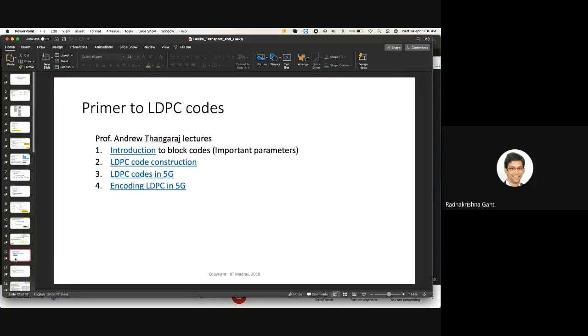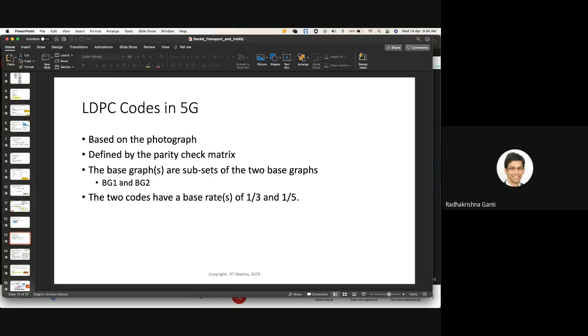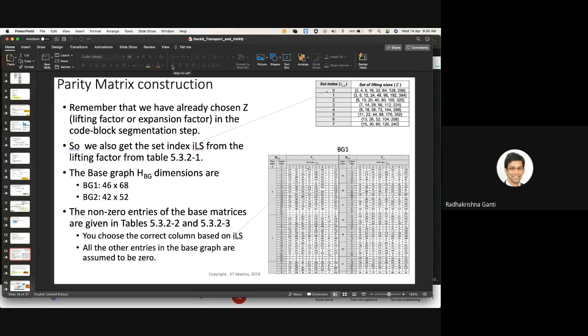Next slide. Let's look at the next 3 slides and then we'll come back to this again. I mean, all of you know this. Based on the graph defined by the parity check matrix, there are 2 base graphs and the code rates are 1/3 and 1/5. It will become clear in a minute why that is. Now let us see this thing. Once we look at this, this will become clear.